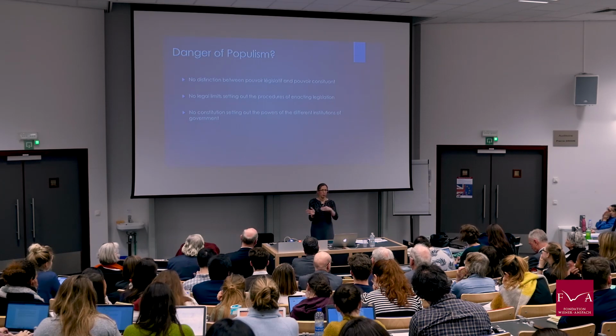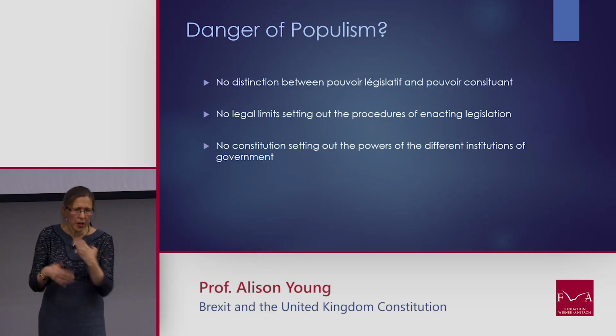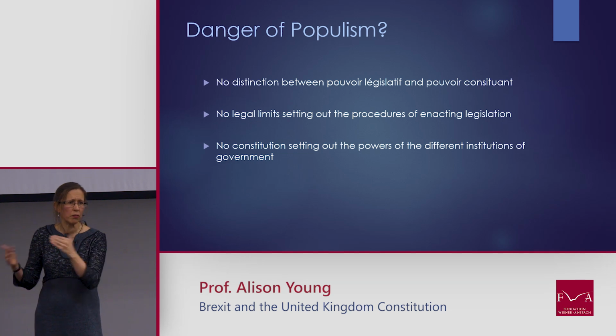We enact laws, we change, laws come in, laws get repealed. That's how our constitution works. There are no legal limits on how we enact legislation. It's all done by rules in Parliament. The Commons can vote on them, the Commons can vote against them. Depends on how many people you have in Parliament.